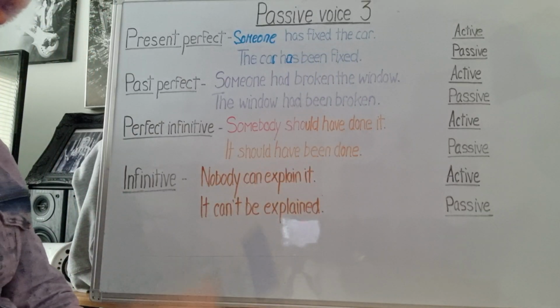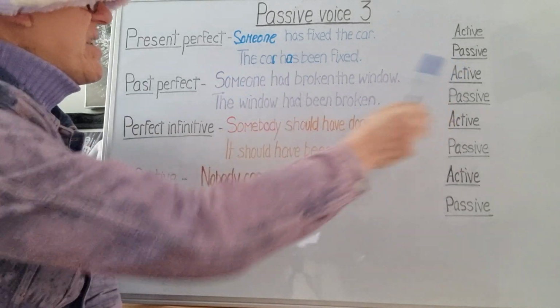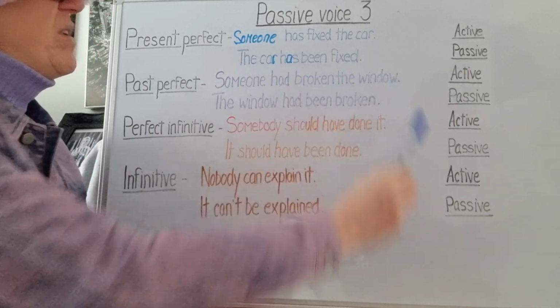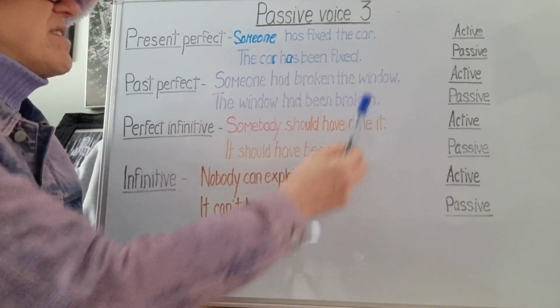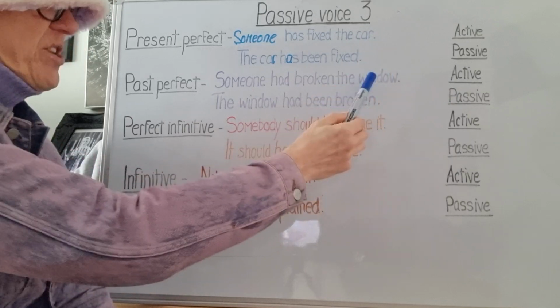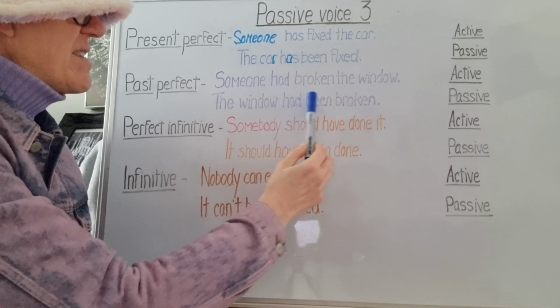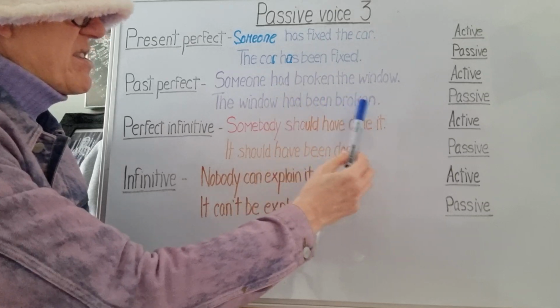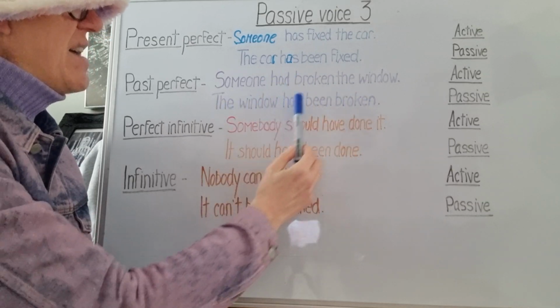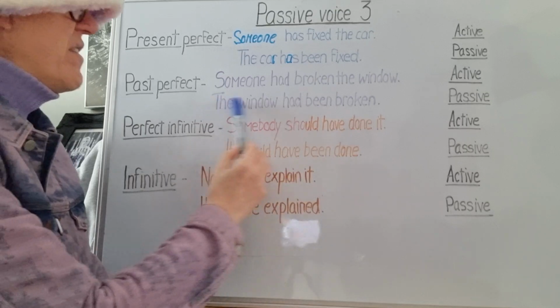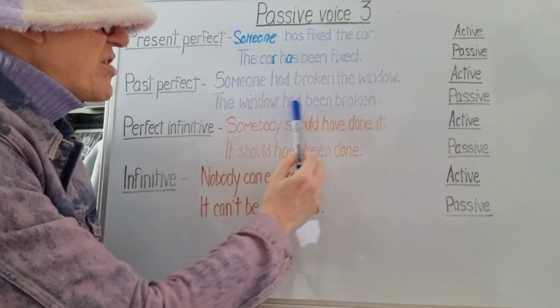All right then, past perfect. Active sentence, someone had broken the window. For a passive sentence, we take the window, the object, and we make it the subject, and then we follow this rule, had, been, and then the past participle. In this case, the window had been broken. Okay, this changes, this never changes.